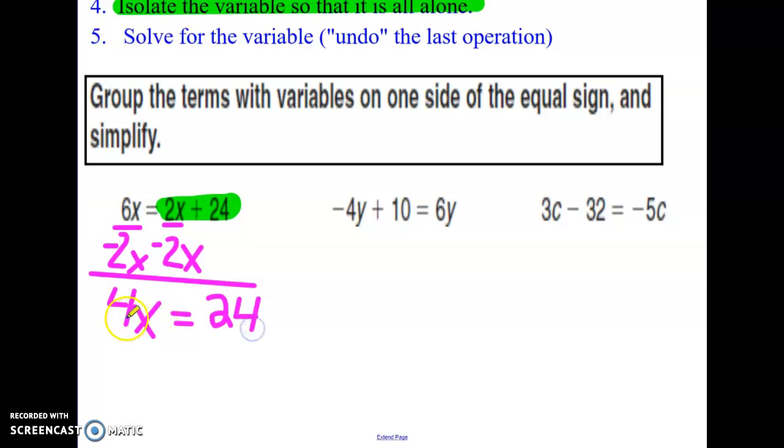And then finally, I want to solve for 1x. So just to undo multiplying by 4, I'm going to divide both sides by 4. And 4x divided by 4 is x. 24 divided by 4 is going to give me 6. Can you please try these next two on a piece of paper and pause the video? And we'll start up again shortly.